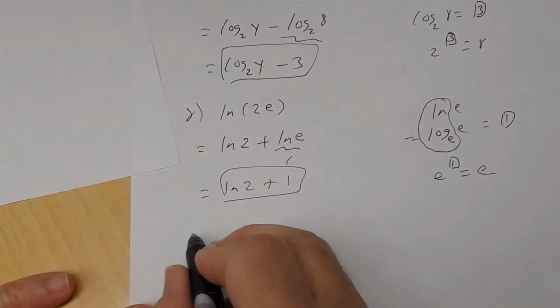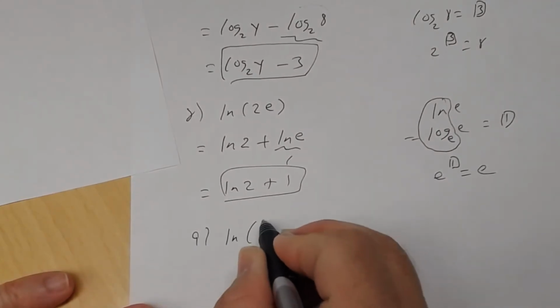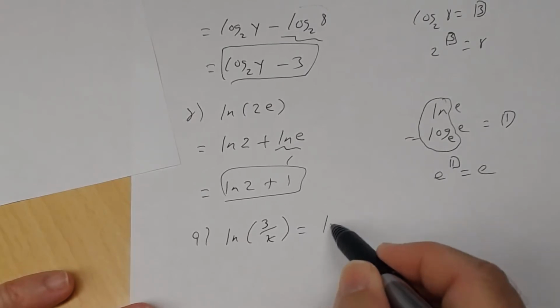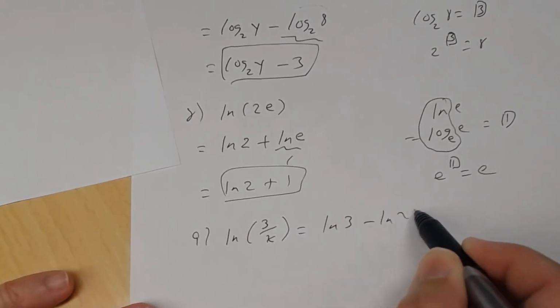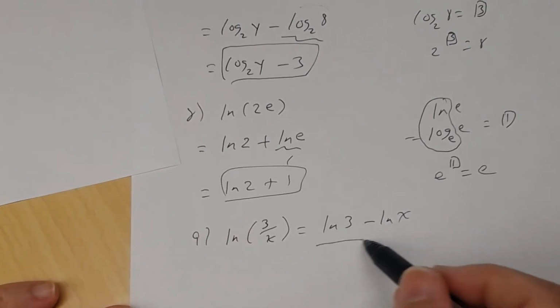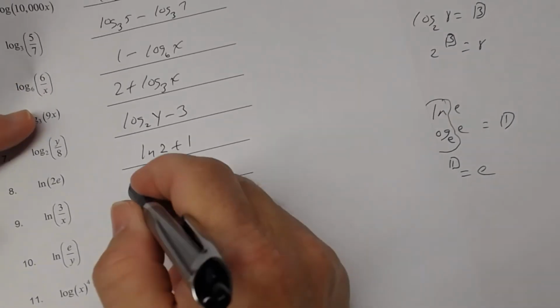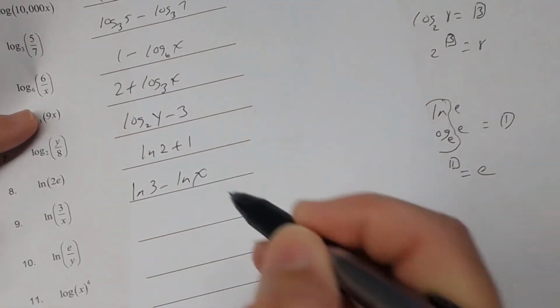Okay, number 9, you have the natural log of 3 divided by x. So here you can use a quotient rule. So that's a natural log of 3 minus a natural log of x. And you can't do anything with it without a calculator. So that's number 9. So natural log of 3 minus the natural log of x.